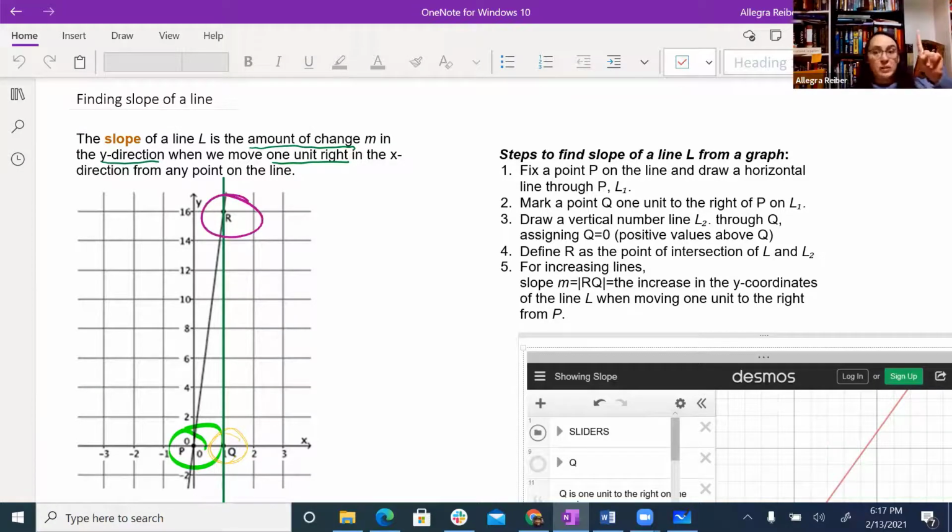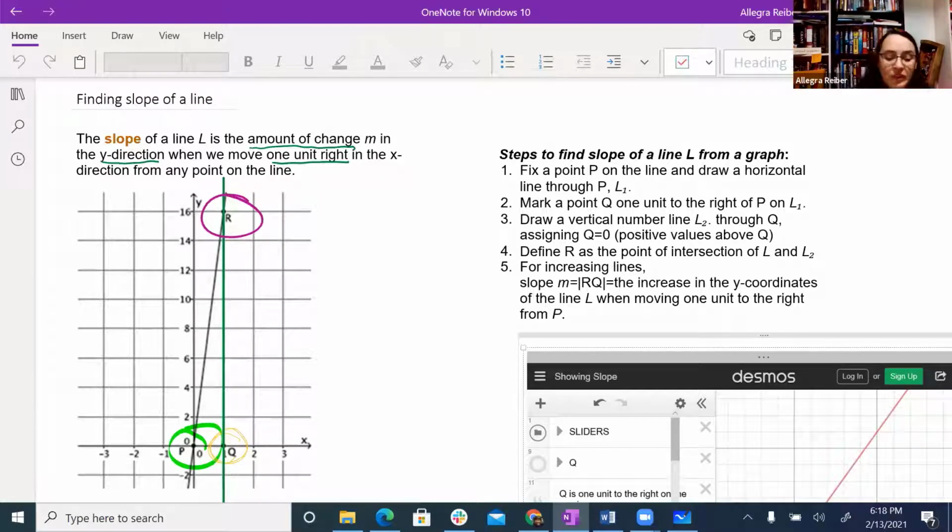So step 1, we fixed a point. Step 2, we marked a point Q that was 1 unit to the right, still level with P. Step 3, we made a vertical line through it so that we could see, and some of this you can do just by following the grid. Step 4, we identify that point R. That is exactly 1 unit to the right.